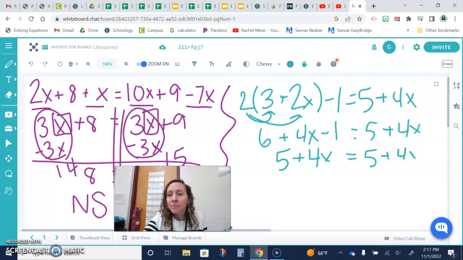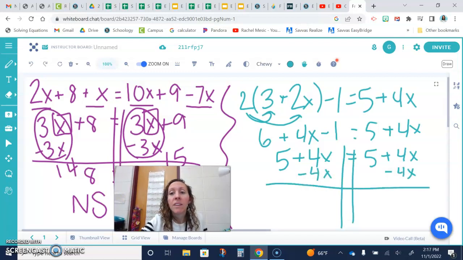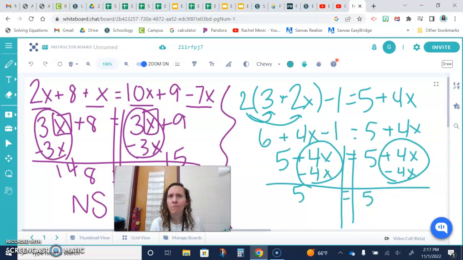All right, so then we need to get the variables on one side. So I'm going to minus 4x to get rid of that. I'll do the same thing over here to keep it balanced. All right, so this is worth 0, but we still have 5 over here. This is also worth 0, and we still have a 5 over here. 5 equals 5. Well, that is true.